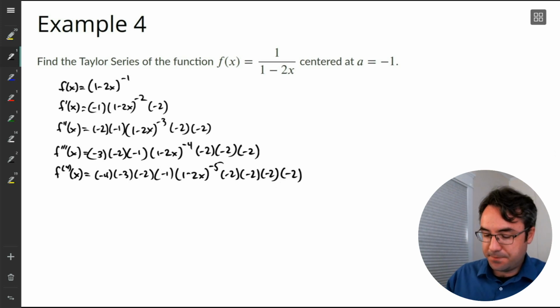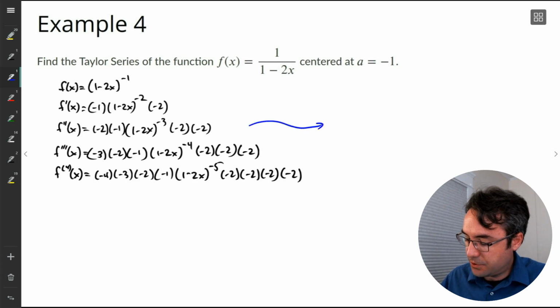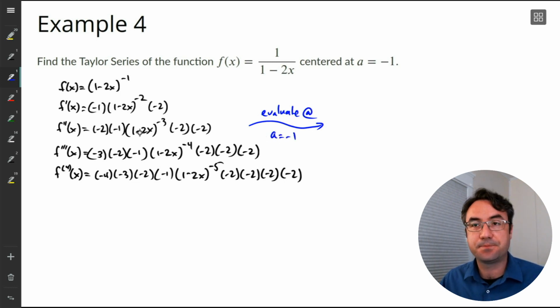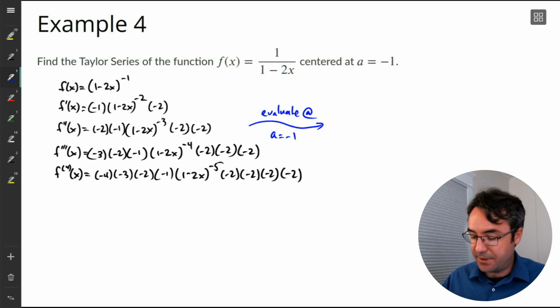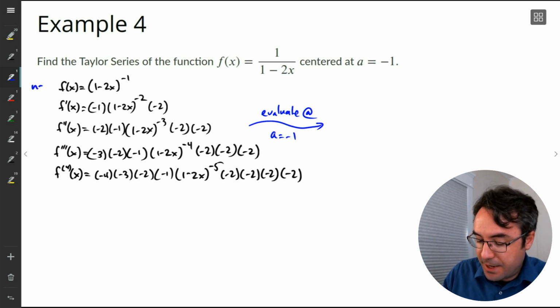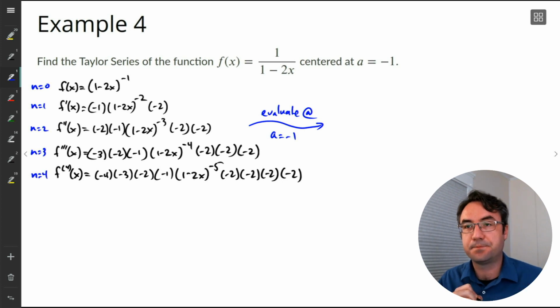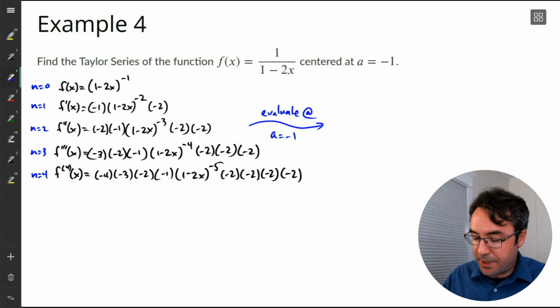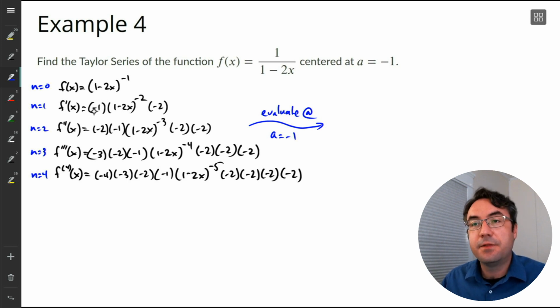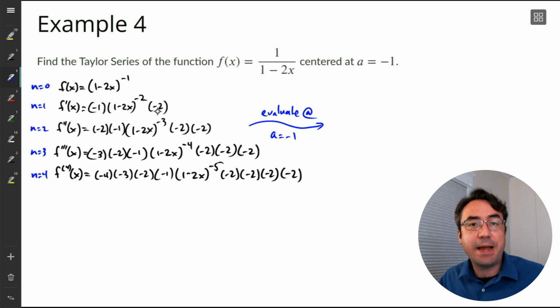And when we're doing this, we're going to eventually plug in. So we're going to evaluate this at a equals -1, each of these. And notice that when we have this, this is for n equals 0. This will be for n equals 1, n equals 2, n equals 3, n equals 4. And notice that as we go down the line here, the negatives here are always balanced. So we have this -1. Over here we have a -2. So those negatives are going to cancel. It'll be a double negative.